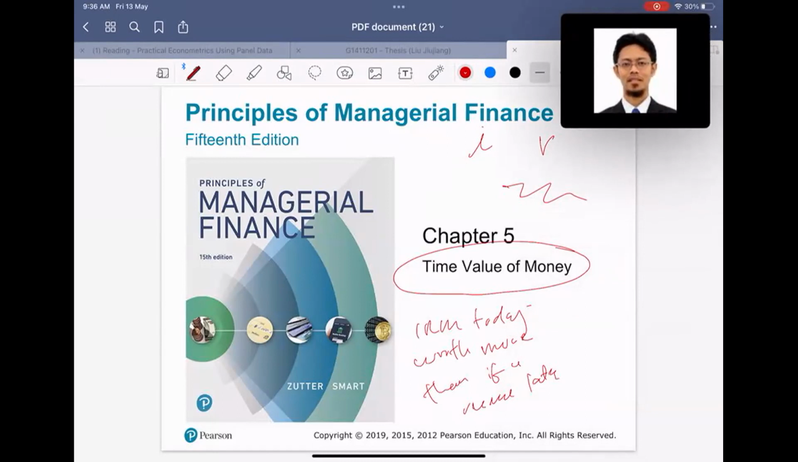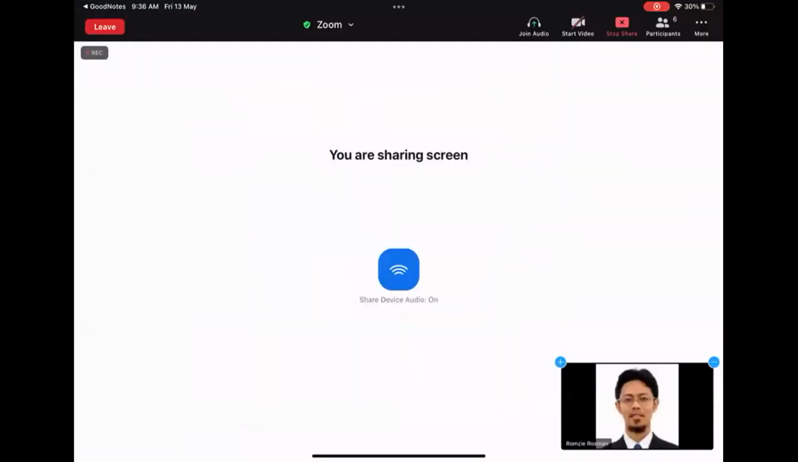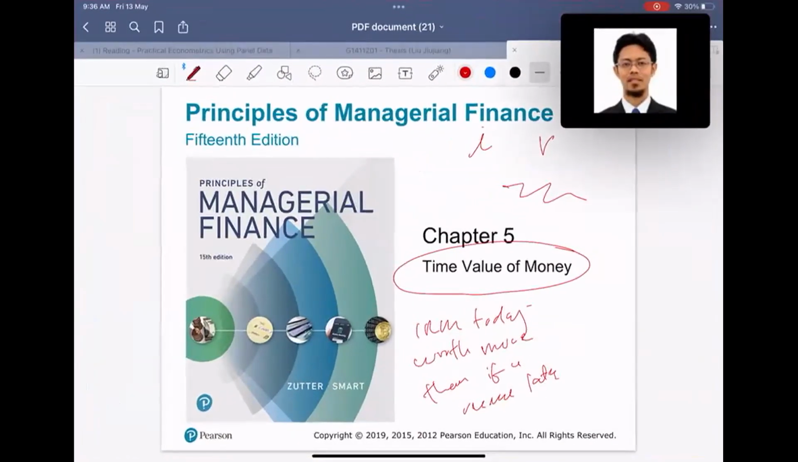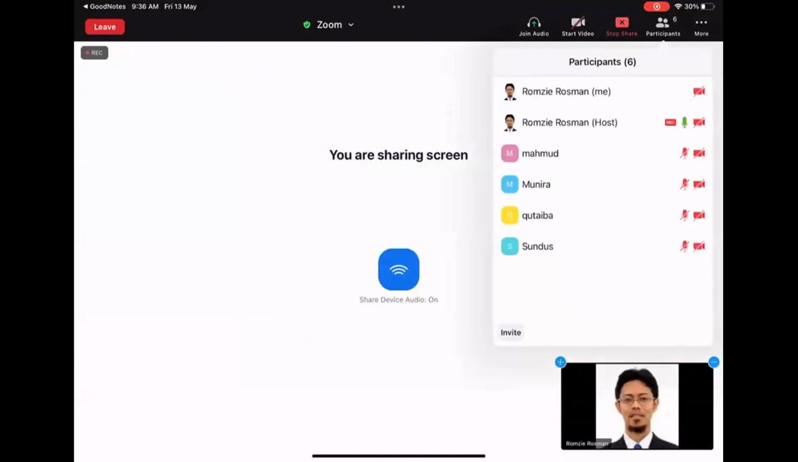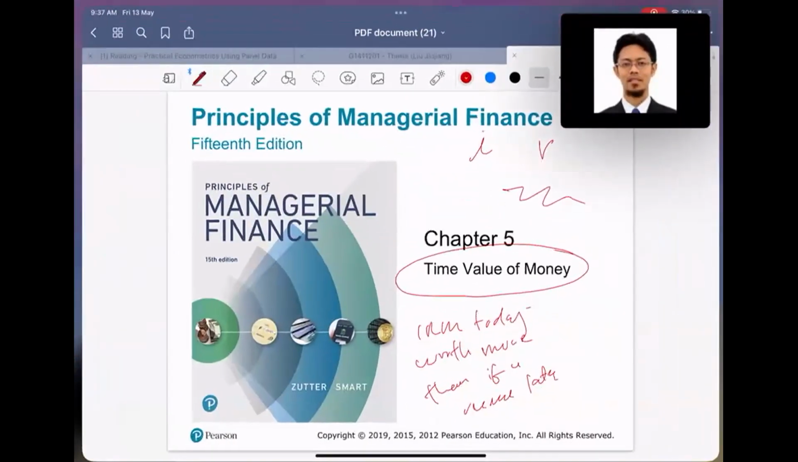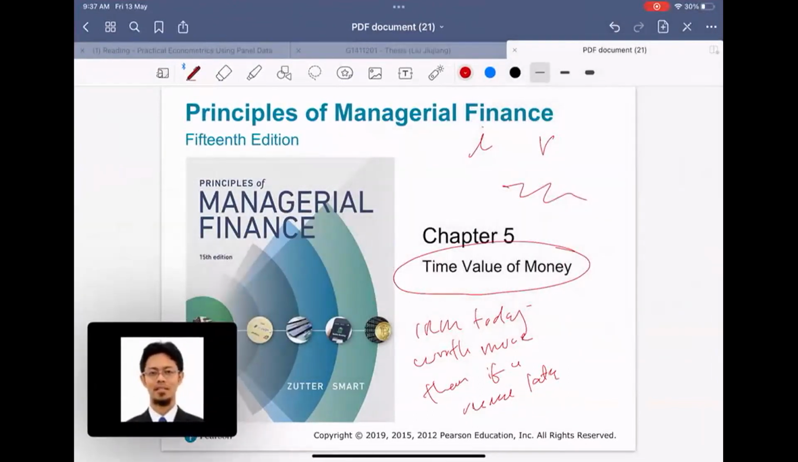So let's say I want to give you 100 today, or I will give you 110 in one year's time. Which one do you prefer? Depends, because if right now I have money, I would prefer the next year. But if I don't have, I'll prefer now. Okay, so if you don't have money, you want it now. But if I have, maybe okay.